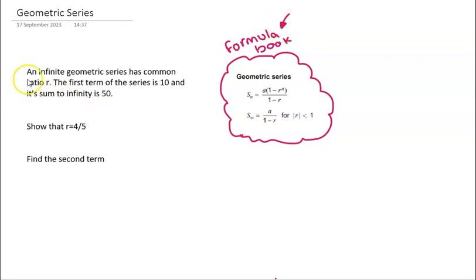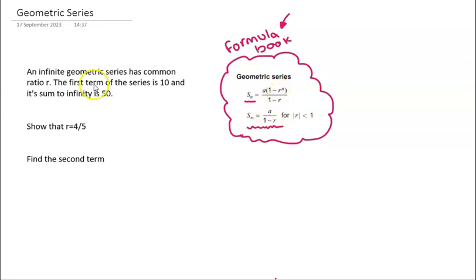So if a question says, such as this one, an infinite geometric series has common ratio r, first term is 10 and sum to infinity is 50. First thing you should do is go and have a look in your formula book. And this tells you that the sum to infinity is a over 1 minus r. And this one tells you that the sum of the first n terms is equal to this equation here.